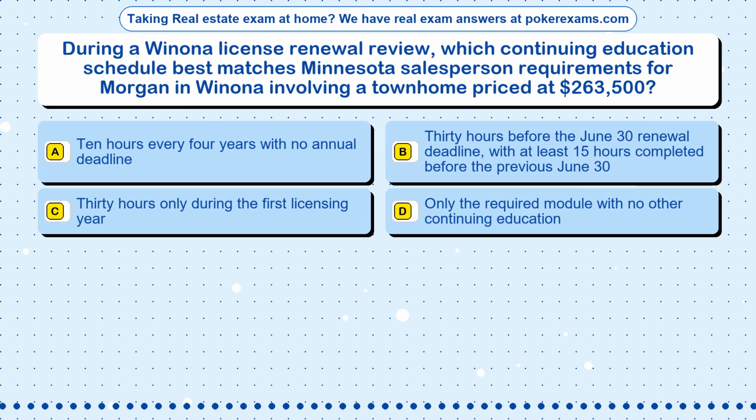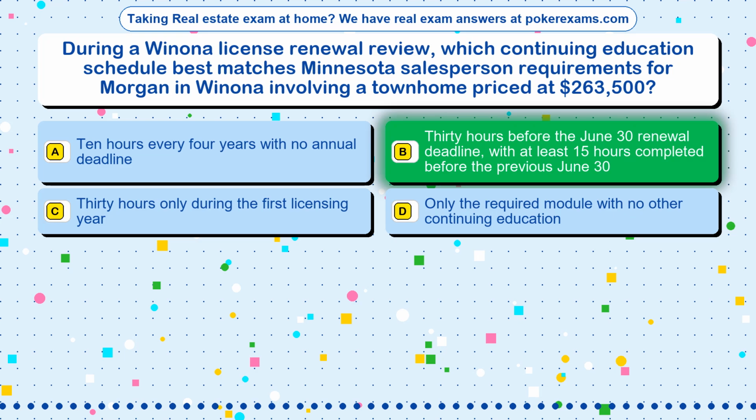Question 58. During a Winona license renewal review, which continuing education schedule best matches Minnesota salesperson requirements for Morgan in Winona involving a townhome priced at $263,500? Option A, 10 hours every 4 years with no annual deadline. Option B, 30 hours before the June 30th renewal deadline, with at least 15 hours completed before the previous June 30th. Option C, 30 hours only during the first licensing year. Option D, only the required module with no other continuing education.